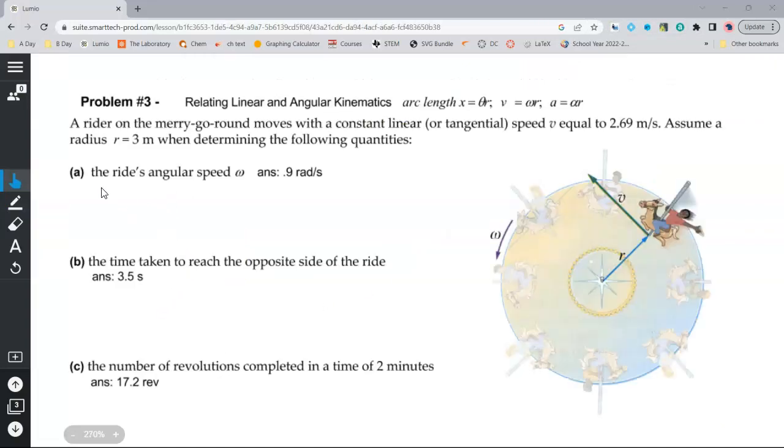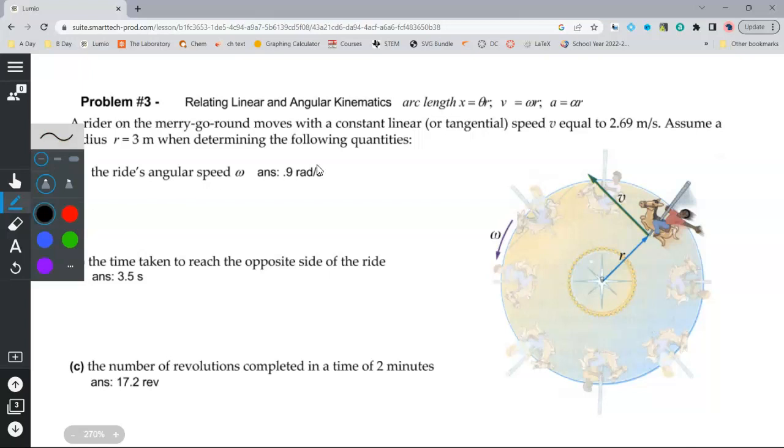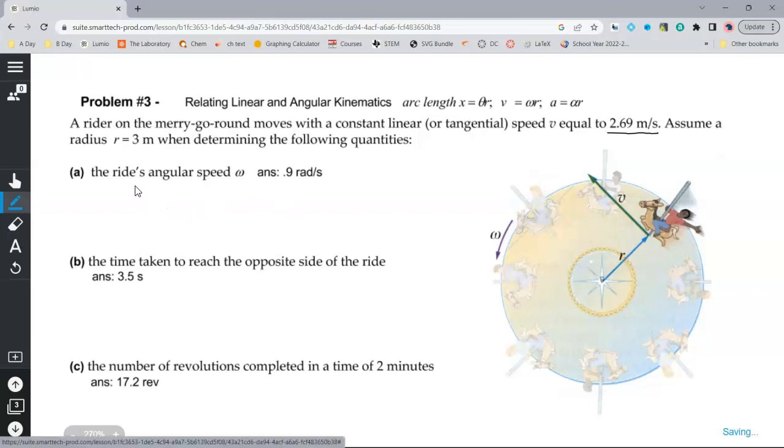Let's look at this problem. We have a rider on a merry-go-round moving with a constant linear or tangential speed of 2.69 meters per second. We want to know the angular speed. This is our linear speed, and the linear speed is equal to r times the angular speed. The radius is 3 meters, so 2.69 equals 3 times omega. We divide both sides by 3, and omega is about 0.9 radians per second.